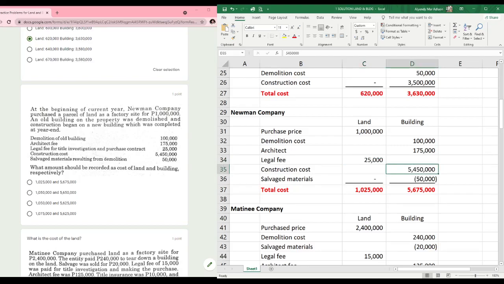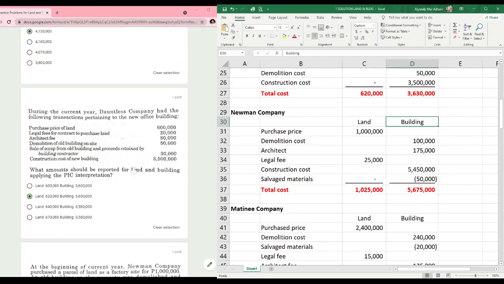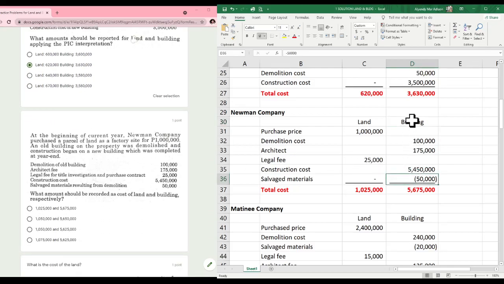And for the salvage materials resulting from demolition, take note again under the PIC interpretation, whichever account you used for the demolition cost is also where you should deduct the salvage material. Since we accounted for the demolition cost as part of the building, we also deduct the salvage materials from the building. Unlike the previous problem, where the salvage materials were retained by the building contractor, so we did not deduct it. Here nothing is stated, so we have to deduct it in the building, since we also added the demolition cost to the building.